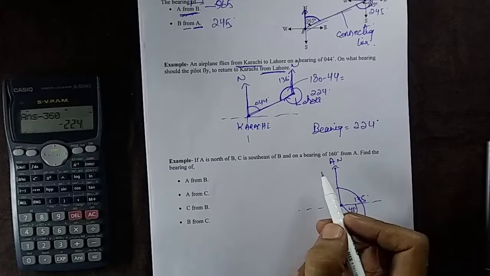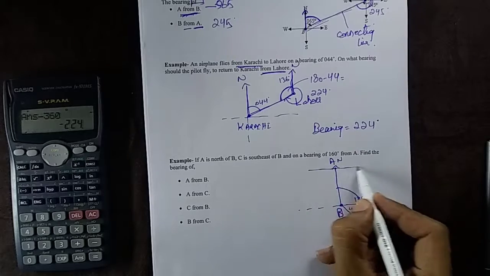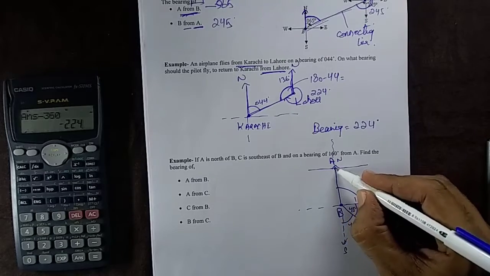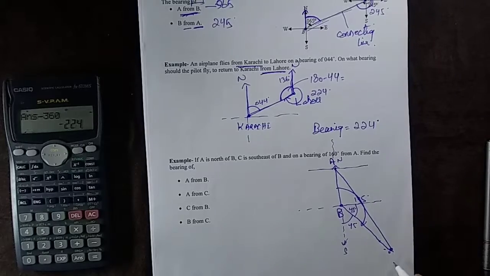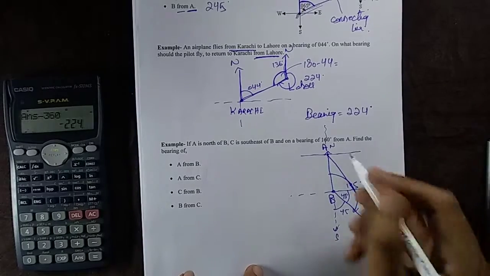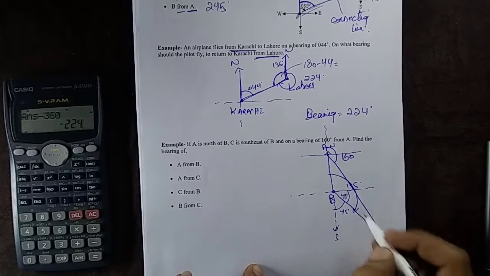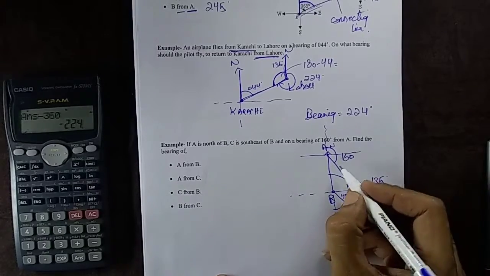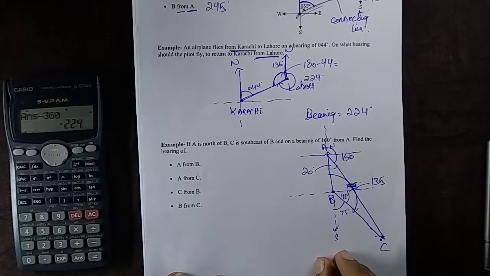And it says from A it's at a bearing of 160. So if I draw an axis on A, 160 degrees would be appearing somewhere here. So this is the location of point C, right? So this complete bearing is 160 degrees and this bearing is 135 degrees. So inside the triangle we have this angle as 20 degrees, right?